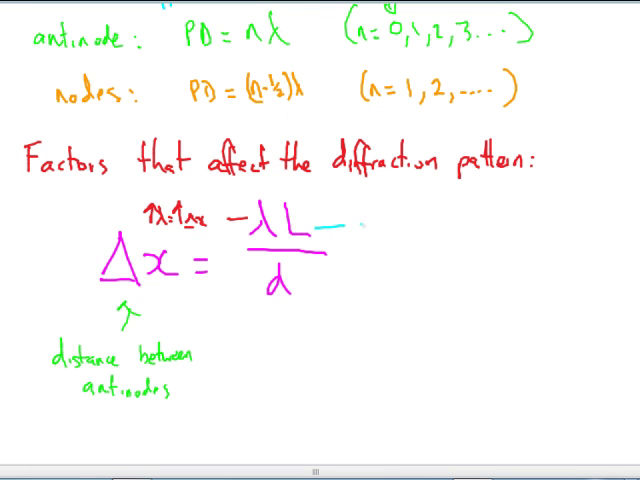Okay, so L, that's the distance to the screen. So by increasing the distance to the screen, then delta X goes up. And then D is your slit separation. So by increasing the slit separation, you actually bring the pattern closer together. So you need smaller slits to get a larger separation pattern.